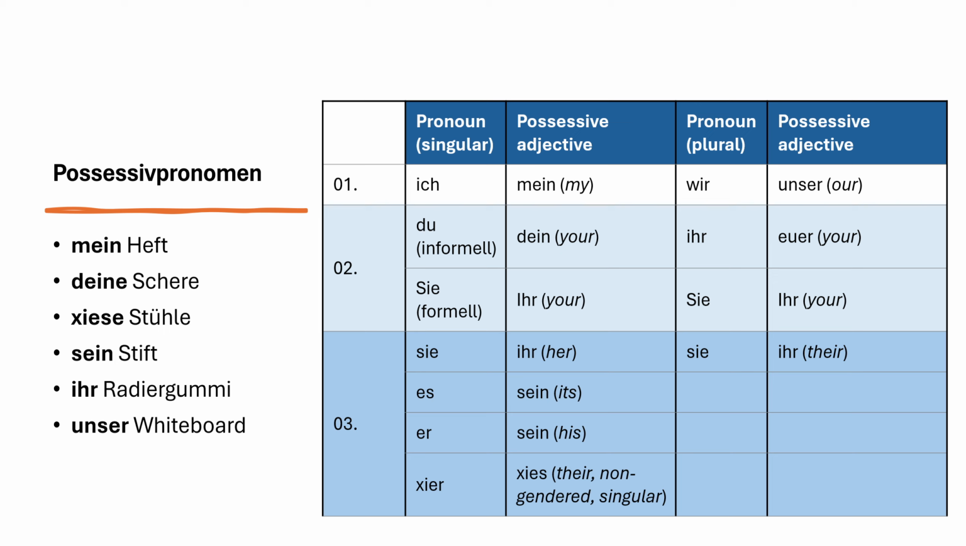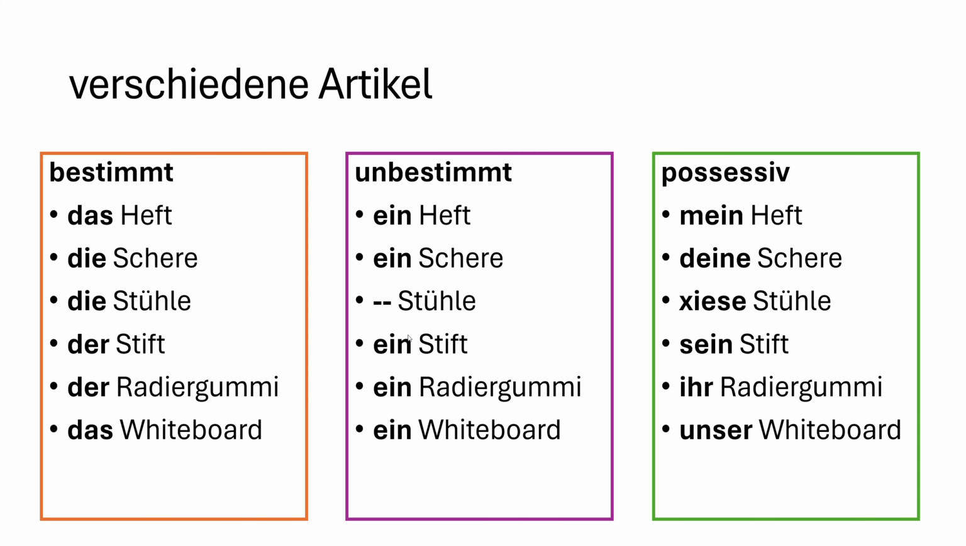It's der Stift. And then we see ihr Radiergummi. And this is der Gummi. There's no E there, and so it would be ein Radiergummi. And then it becomes ihr Radiergummi. And then finally we have whiteboard. And whiteboard has no E at the end of the possessive, and it's neutral. It's das Whiteboard.